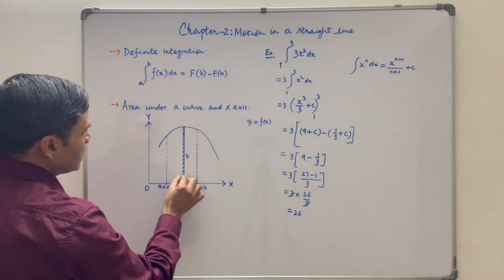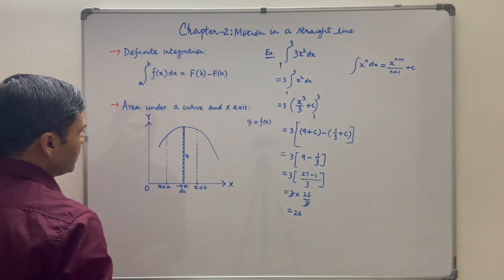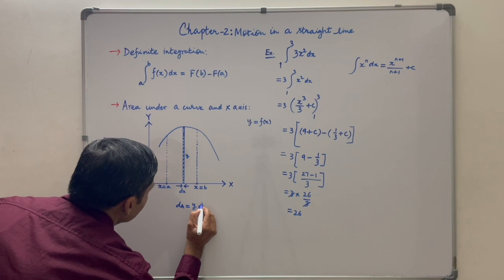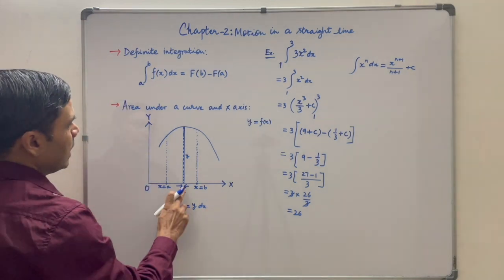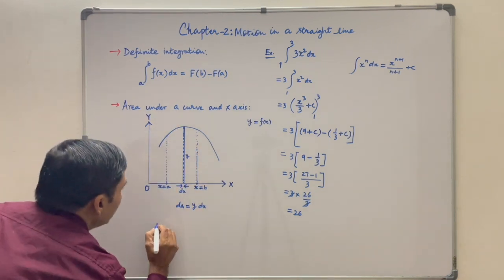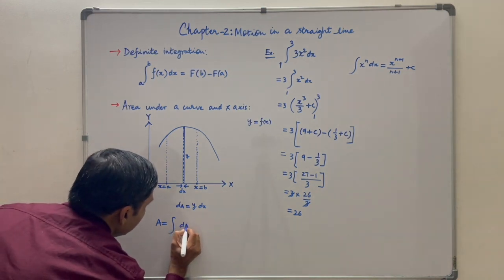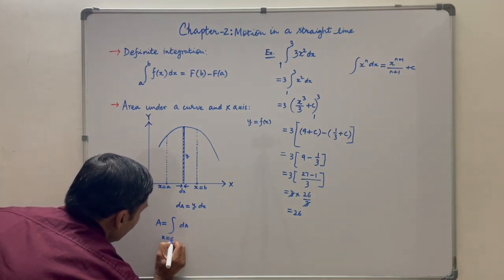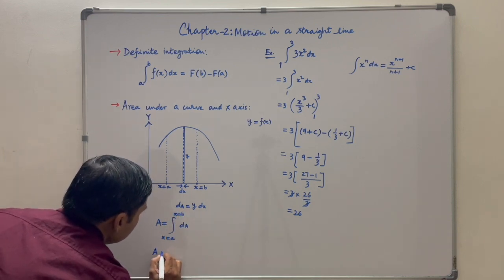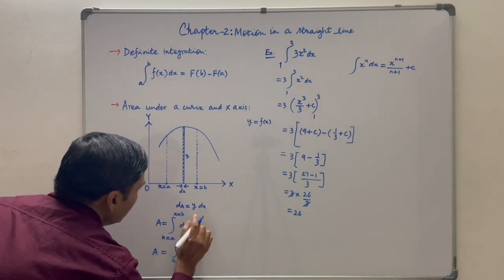Consider a very small strip of width dx and height y. So the area of the strip will be given by dA is equal to y into dx, considering it as a rectangle of very small width and height y. So the area will be given by integration of dA between the limits x equal to a and x equal to b. So we can write it as area is equal to integration from a to b, where dA can be replaced by y dx.